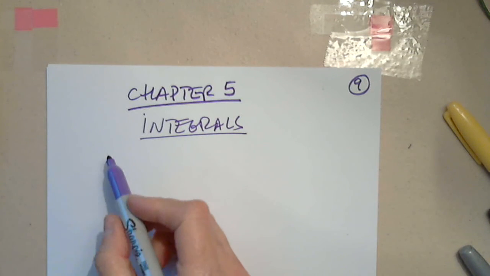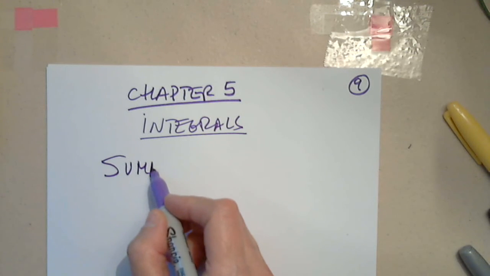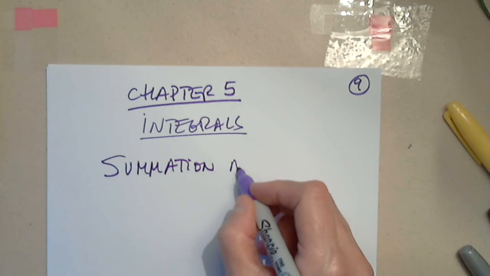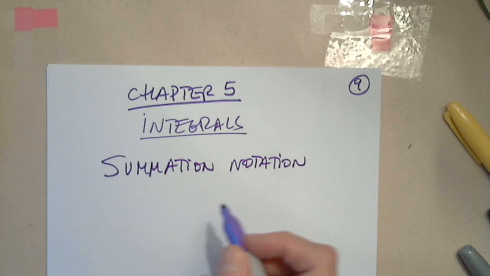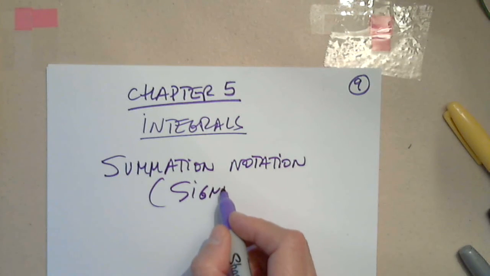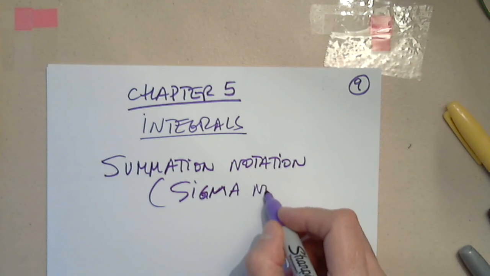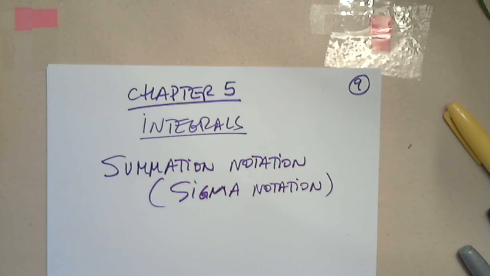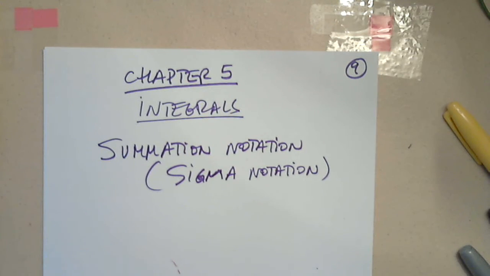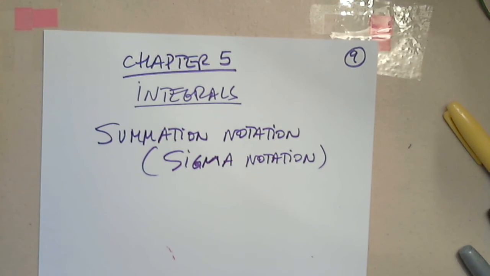So let's talk about summation notation, also called sigma notation. As I said, we have a lot of prep before I even write 5.1. So there are a few things that we need to talk about. So this is not even 5.1. It's all over in chapter 5, but we need to discuss what this means.